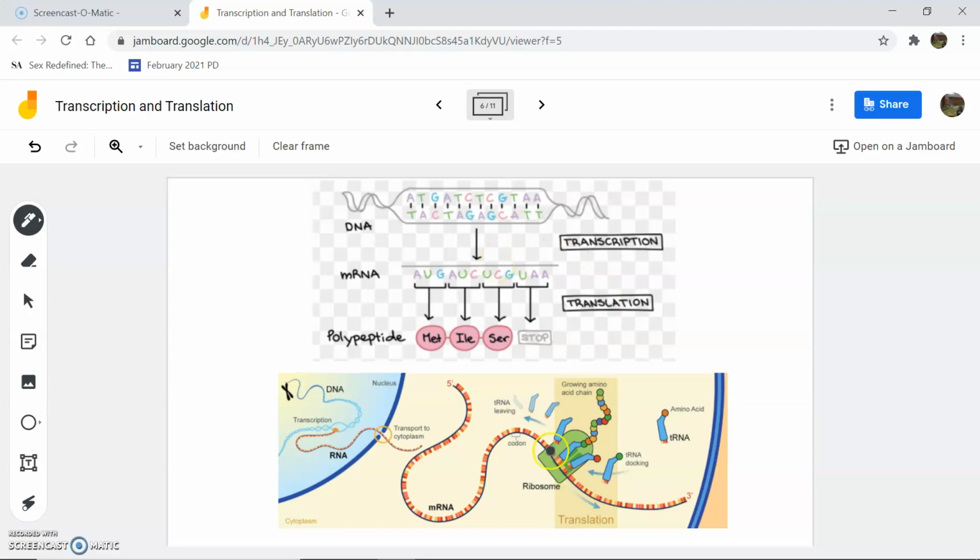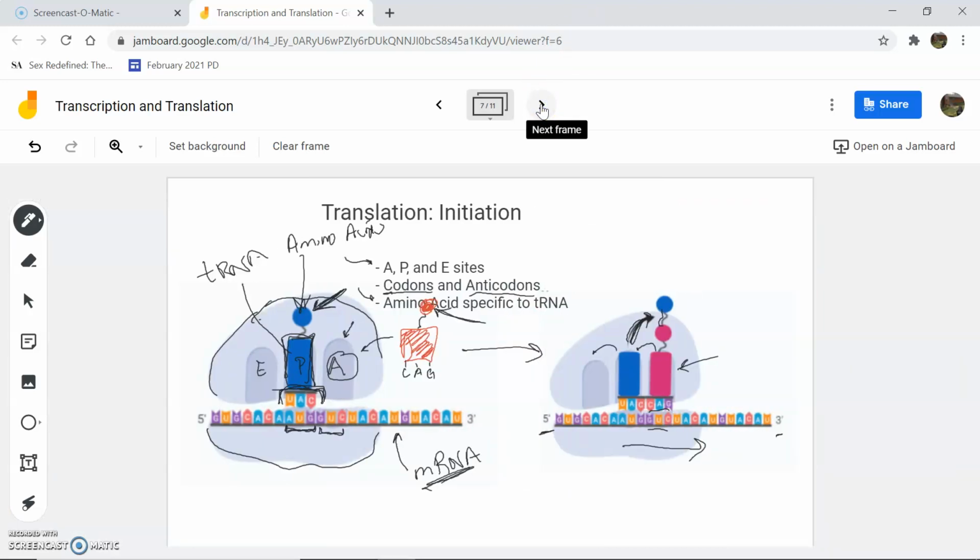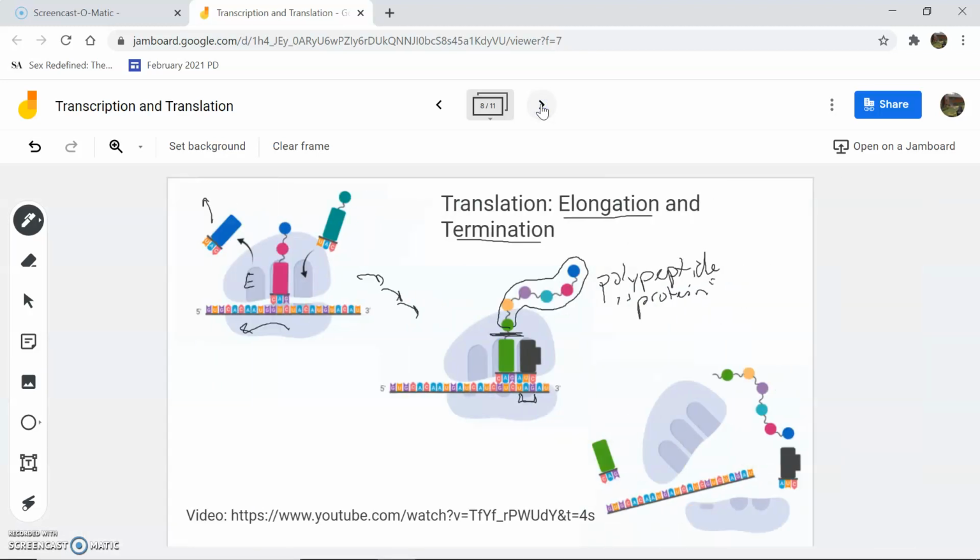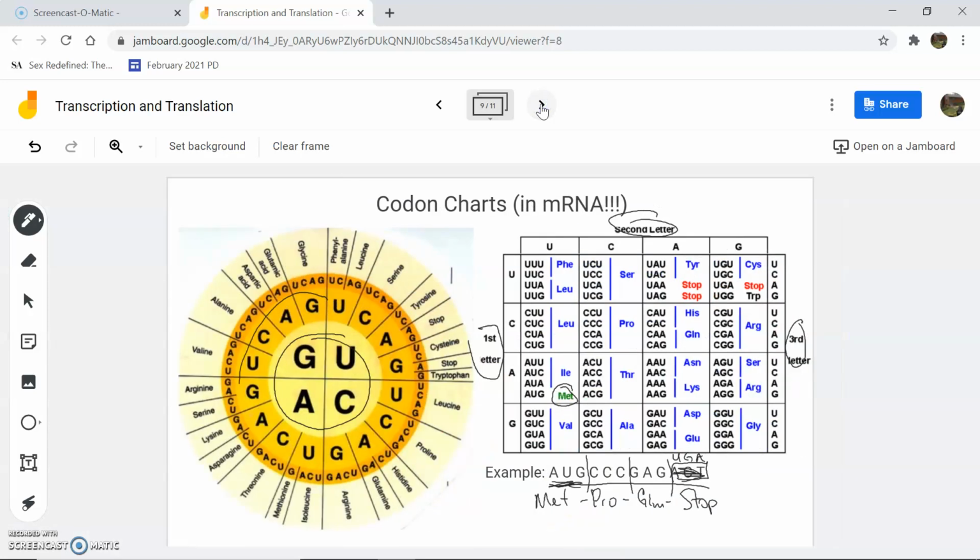And then we went into translation, like how that ribosome actually works. And then we talked about these initiation and elongation and termination ideas so that the whole thing finishes out. And then we also just covered the idea of codon charts, and hopefully I didn't confuse it too badly because I had the wrong codon here for my stop codon, and we got our codons figured out.